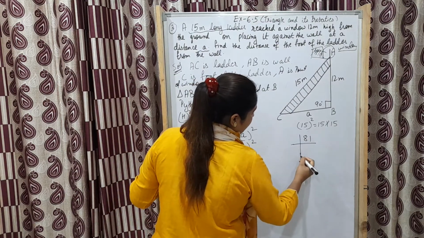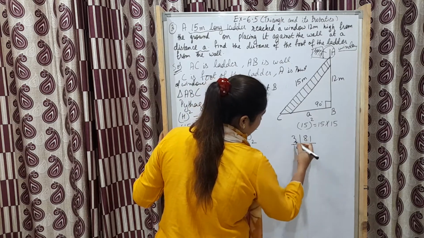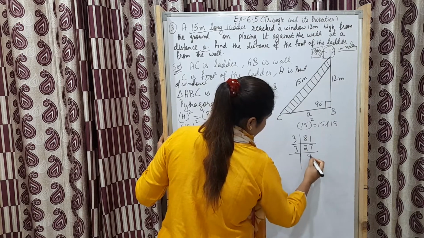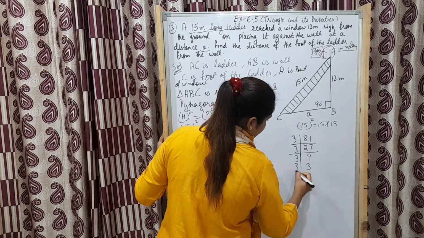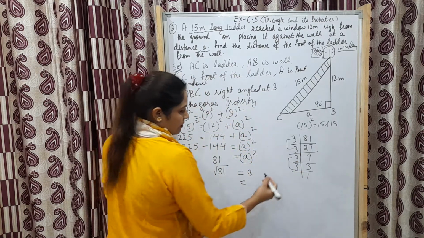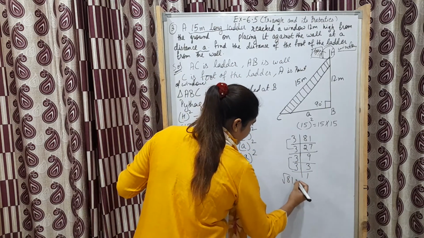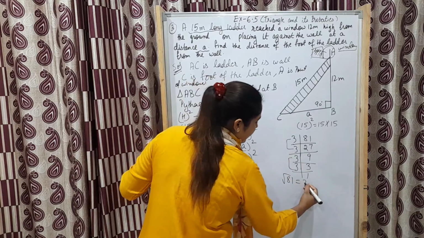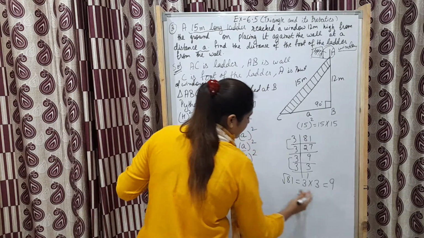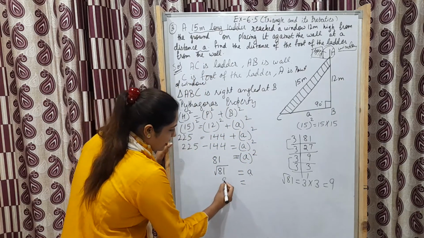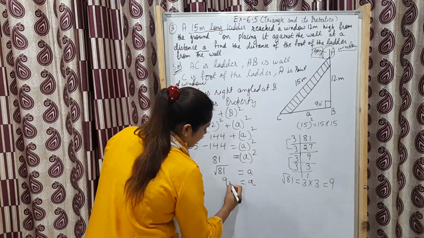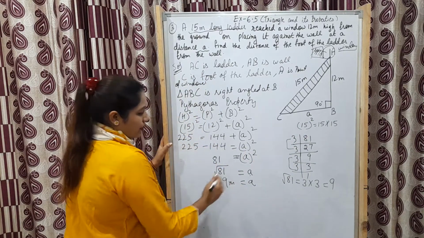I can write it directly also, but here I will show you. Again pairing. When pairing is there, this is 2 times, you will write 1 time. 3 into 3, 9. So square root of 81 is 9. So the value of A, that is BC, is 9 meter.